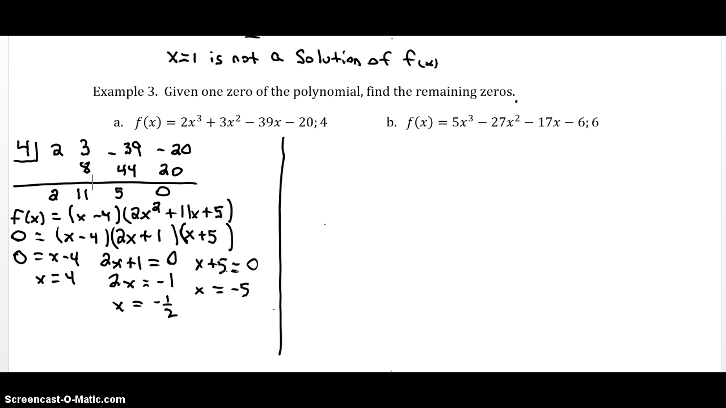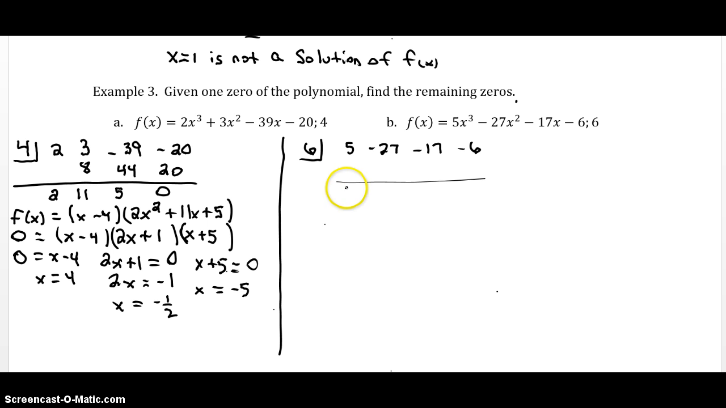Alright, let's continue on with B. Same directions. I know that 6 over here is a solution. I want to find the remaining zeros. I've drawn a line over here so I can separate these. I'm going to need some extra room for this problem, so I'm going to put my 6 here in my little corner. Notice I'm not missing any terms, so this is going to be a 5, and then negative 27, then negative 17, and negative 6. Draw my little line down here.